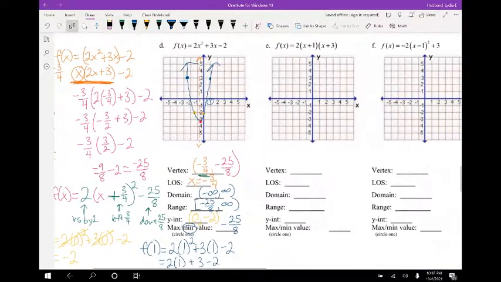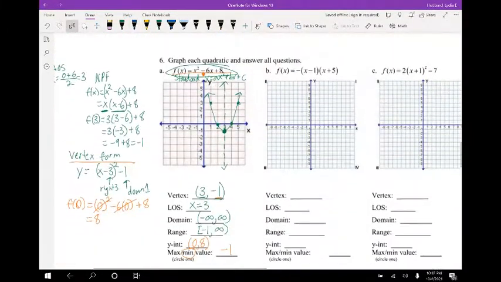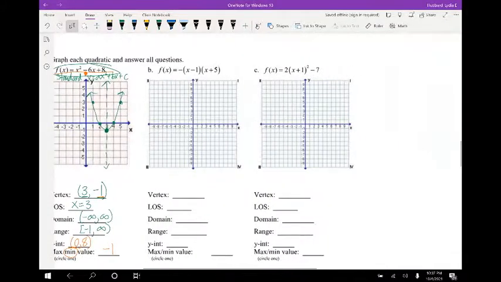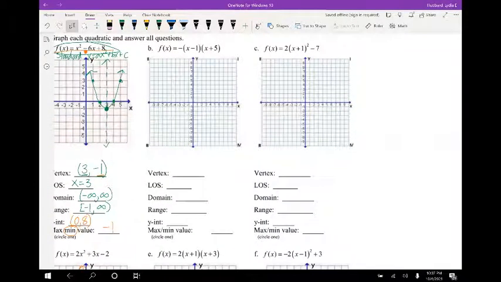Okay. I think I'm done torturing you with that one. So let's move on to the next one. So B is in intercept form.